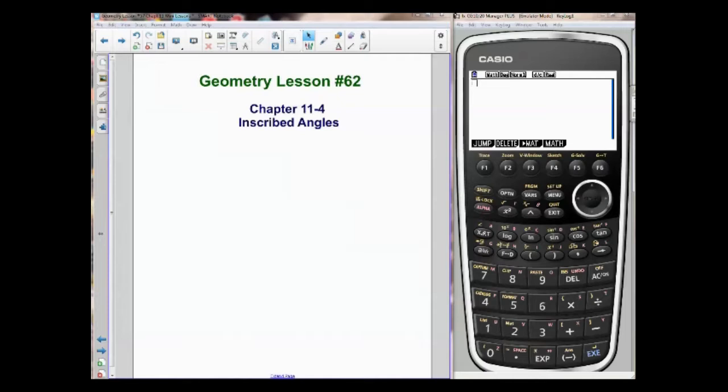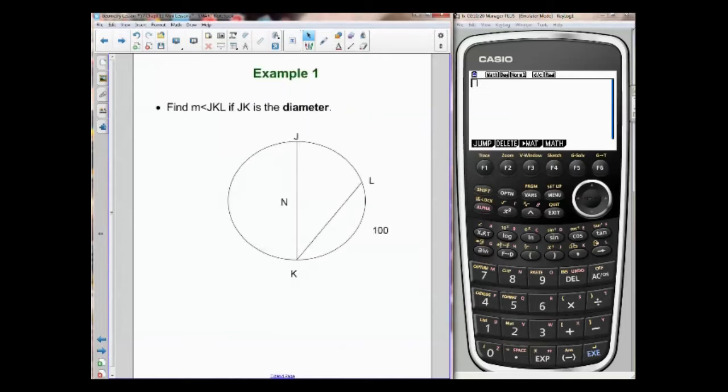I'm not. First example. And I think I'm gonna do a little proof after this example, or after a few examples, and show you why this works. But it's pretty straightforward. So we got the diameter right here, JK, and then we have this angle right here. We want to find out what this angle is. We don't know that angle. But since it's the diameter, this whole thing is 180, right? So we're going to subtract 100 from 180, and then we give this 80.